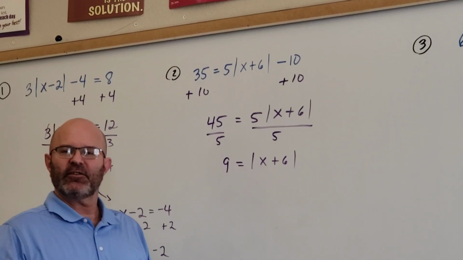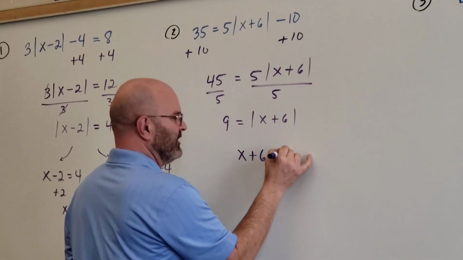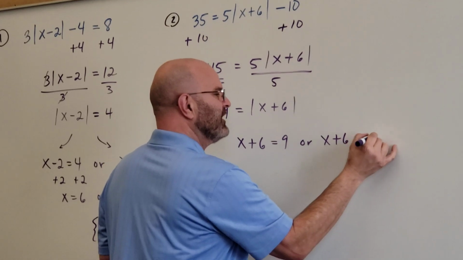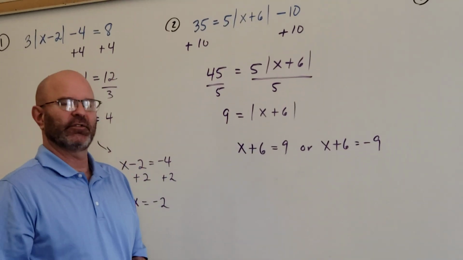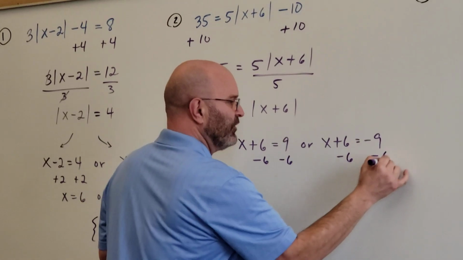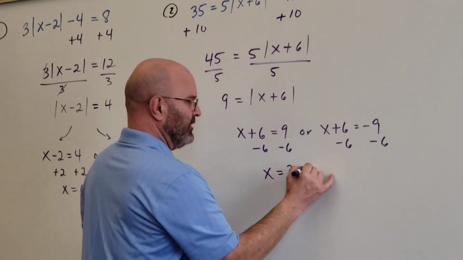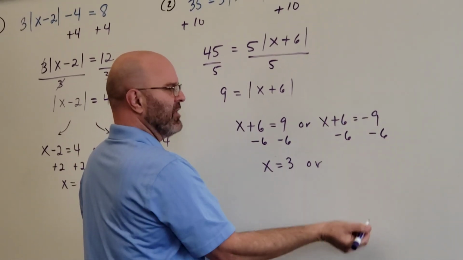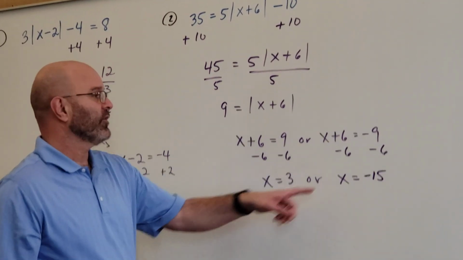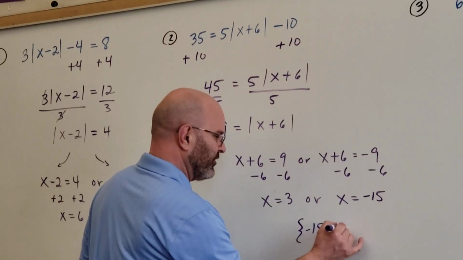And here we are, just like the problems we did yesterday. If what's inside is equal to 9, we have a solution. But if what's inside is equal to negative 9, we also have a solution. So I'm going to subtract 6 on both sides of the equations to isolate x. So here I'm getting 3. And here, negative 9 minus 6, that is negative 15. So be very careful with those. Double check those with your calculator. I'm getting negative 15, comma, 3.